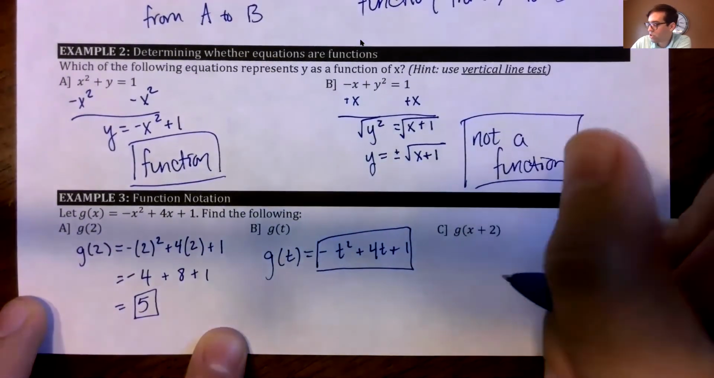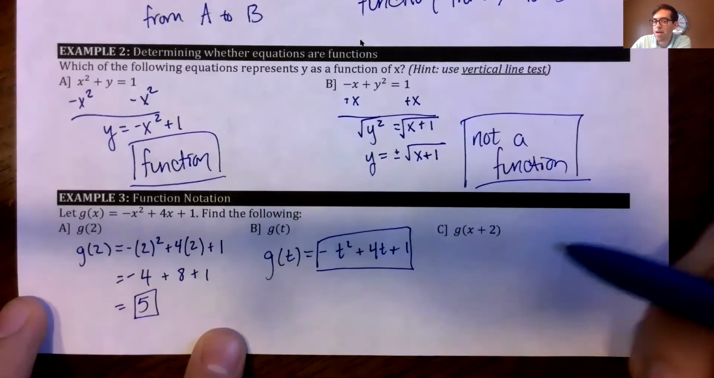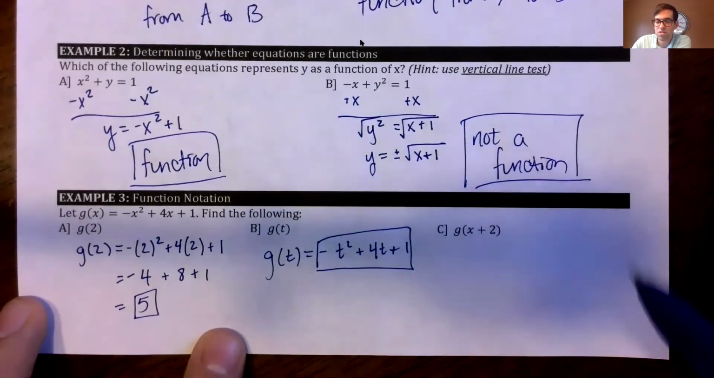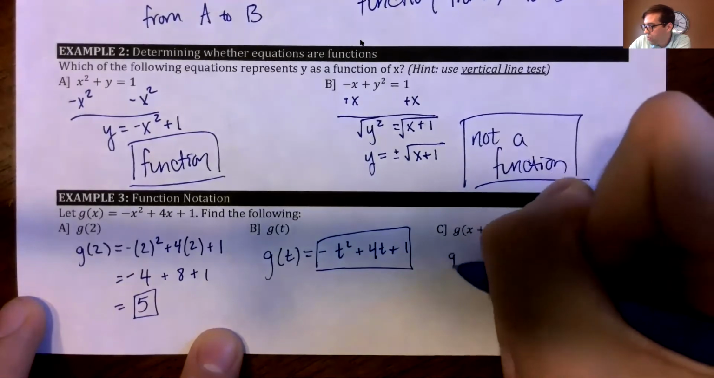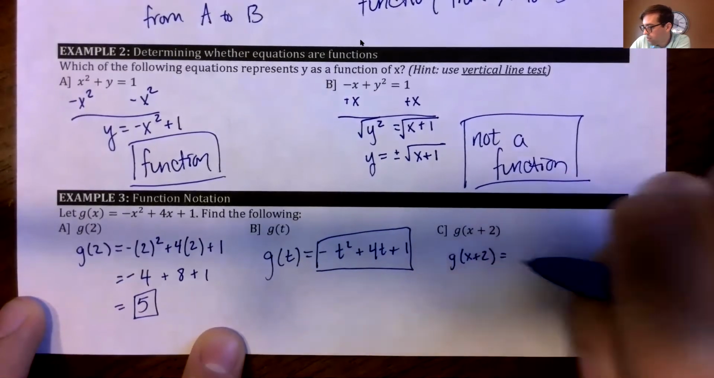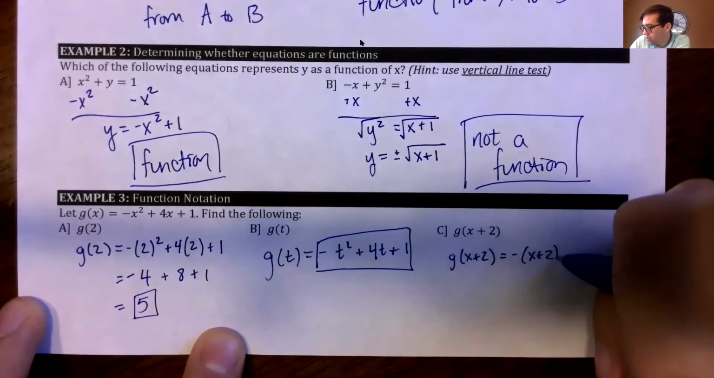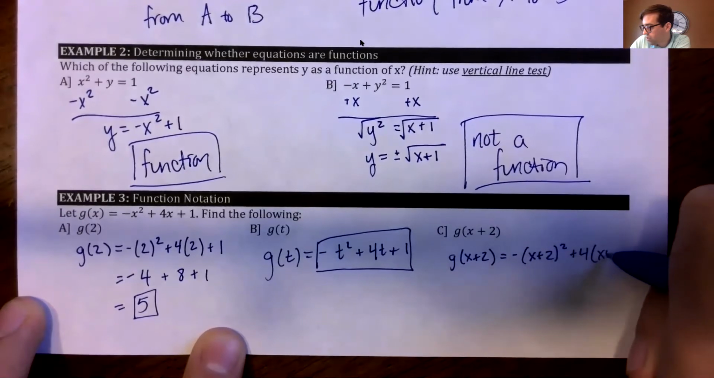And for the third one here, g of x plus 2, now we're replacing every x with x plus 2, which is kind of weird, but we can do it. So negative x plus 2 squared plus 4 times x plus 2 plus 1.